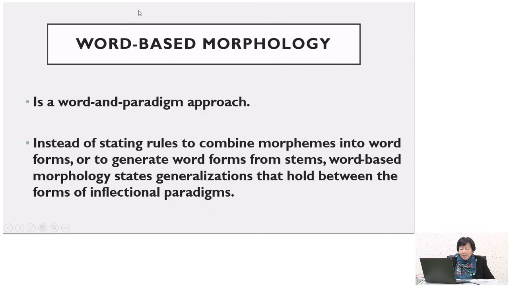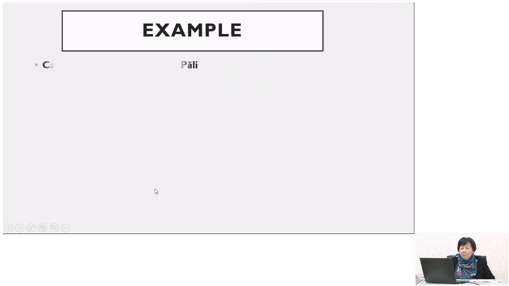What does it mean? The word-based morphology states generalizations. It just gives the general rules that hold between the forms of the inflectional paradigms of the set. For example, an example of word-based morphology: you know Pali, or Bali in Thai.